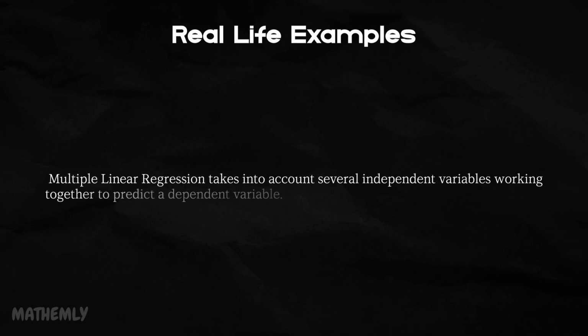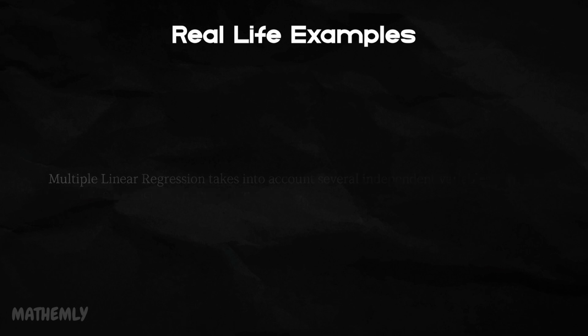In real-world applications, multiple linear regression is a powerful tool because it allows us to model outcomes influenced by multiple factors. Unlike simple linear regression, which examines the relationship between just two variables, multiple linear regression takes into account several independent variables working together to predict a dependent variable. Let's explore a few examples where multiple linear regression is useful.